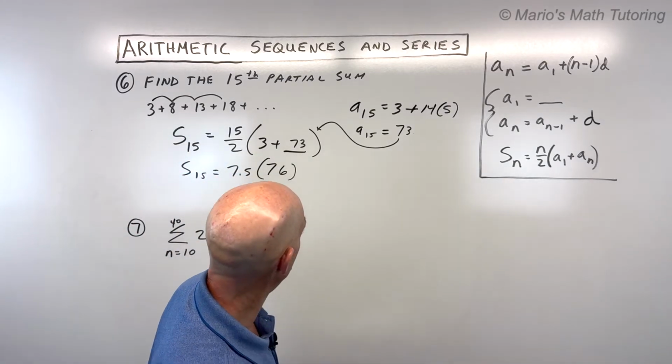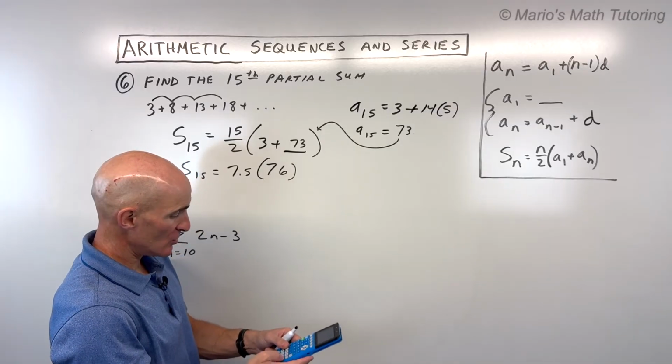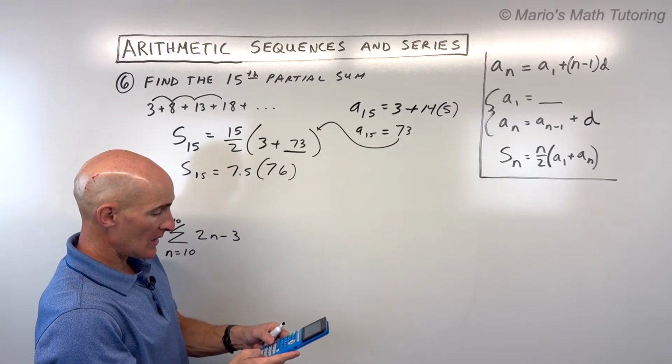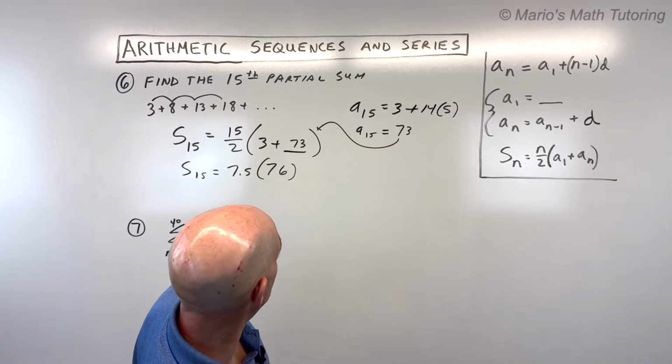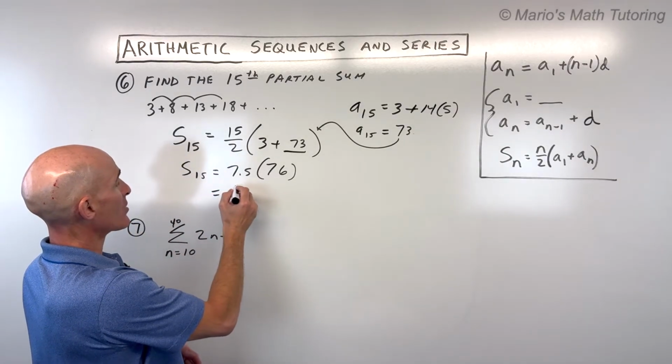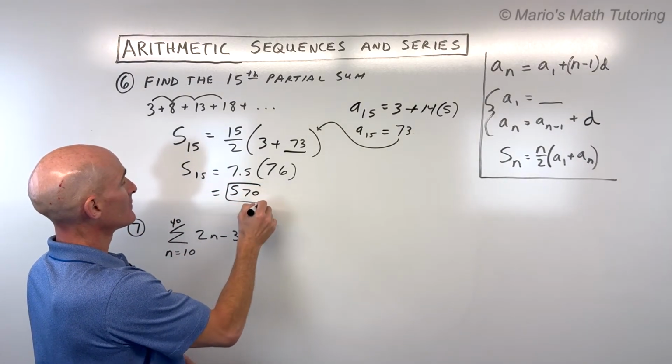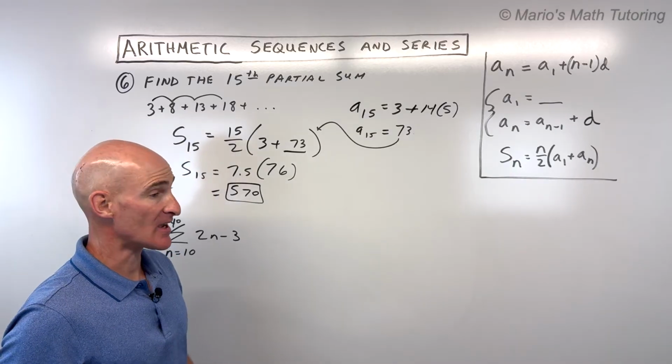Now, I'm going to do this on the calculator. You can do it by hand if you want. And this comes out to 570. So that's our partial sum. Okay, let's take a look at another example.